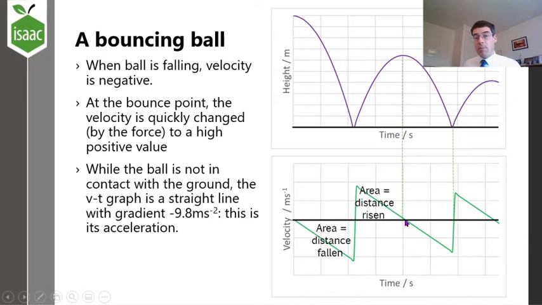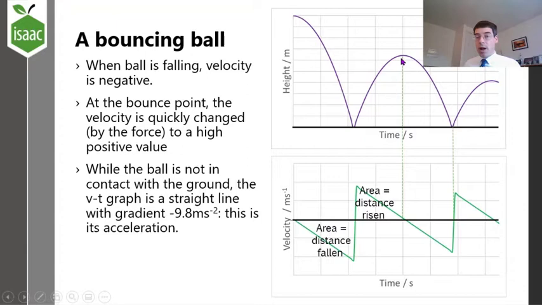That's where it's momentarily stationary, and then it gets faster and faster on the way down. Notice that the business of slowing down and then speeding up is one continual line on the velocity time graph. And then we have another bounce as before. The area in these triangles, so this triangle here, represents the distance fallen by the ball, in other words, the height it was dropped from.